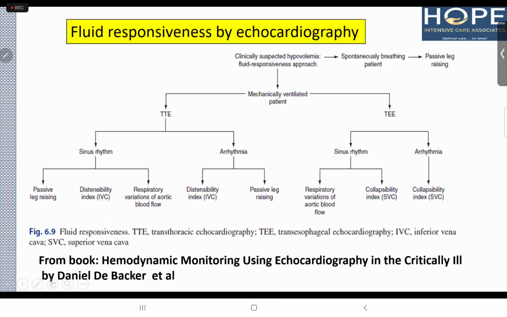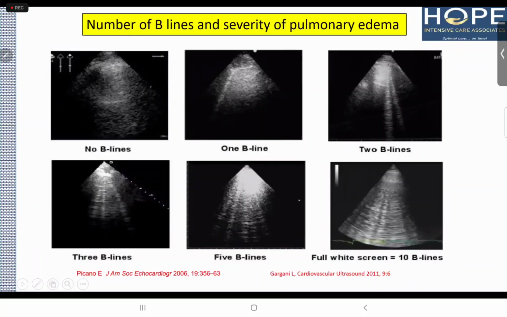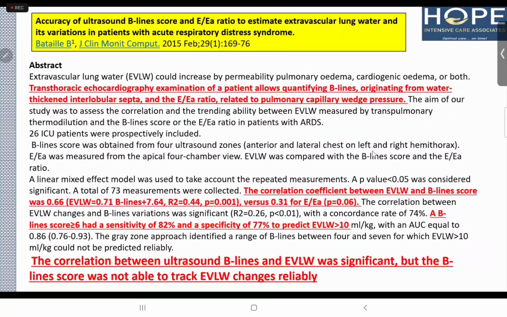Now coming back to the last thing, the B line index. The more the B lines, the more the extravascular lung water. Many studies have proven that the number of B lines, or the B line index, has correlation with extravascular lung water. But the change in extravascular lung water and the change in B lines may not be correlated. So you have to examine it serially to have a judgment about the B line index.